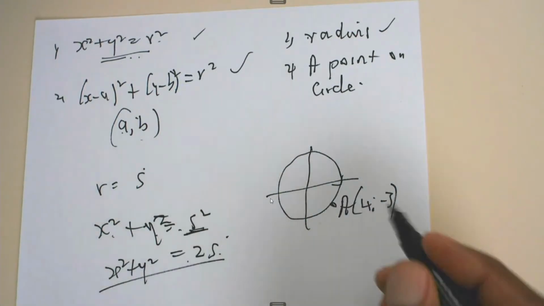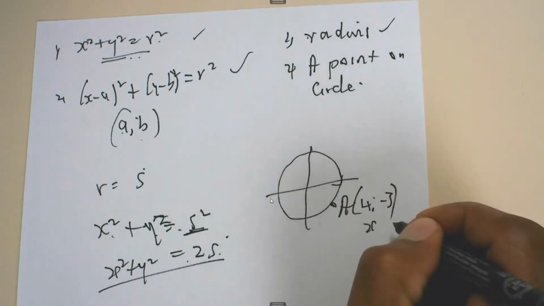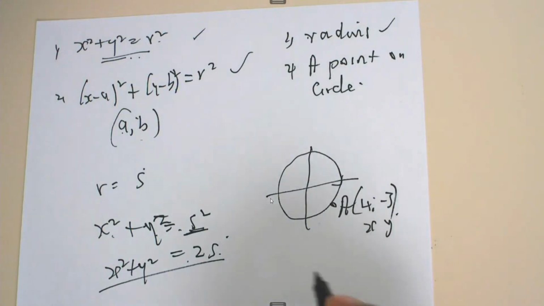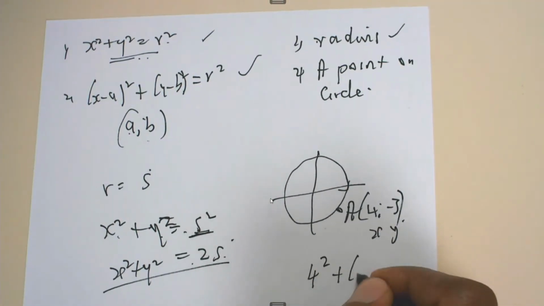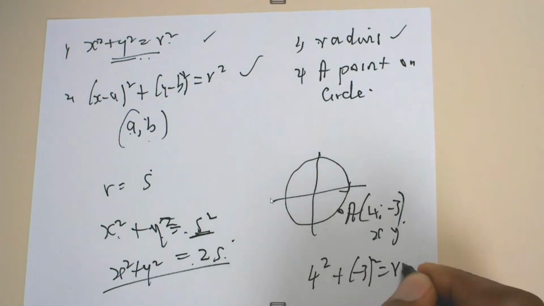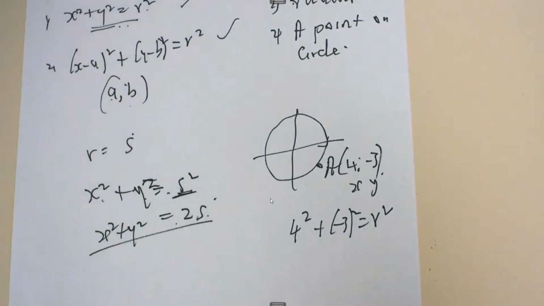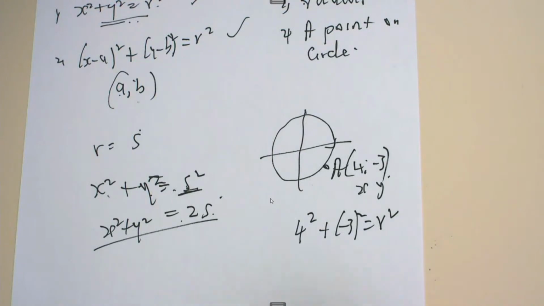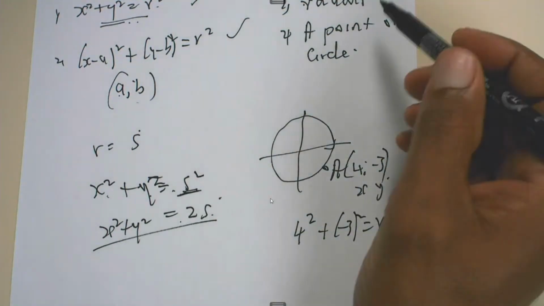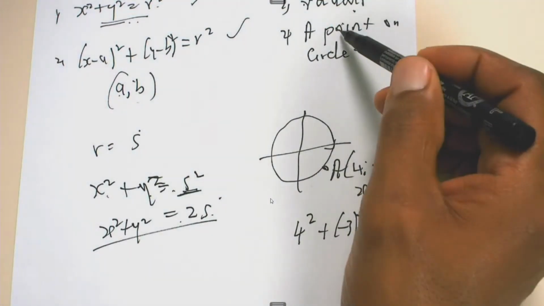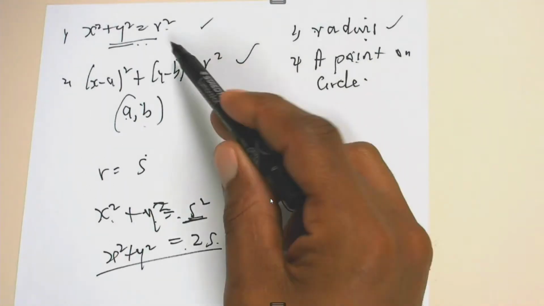But now, for this one where the point is given, you have this one is x, you have this one is y. So you can just say, okay, the x is 4 squared plus the y is minus 3 squared equals r squared. Then the first thing that you calculate is the value of r squared, and thereafter you can now substitute it in. Very important. You only need 2 things to determine the equation of a circle centered at origin.